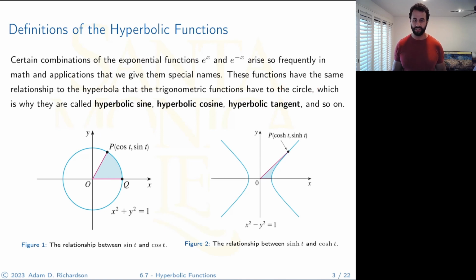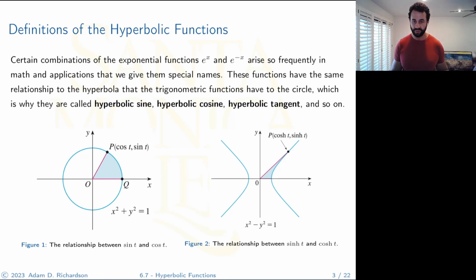If you remember from trigonometry, the way that you define sine and cosine is as the vertical and horizontal displacement of this point on the unit circle. So this length right here is sine, and this length right here is cosine on the unit circle. Well, the hyperbolic sine and the hyperbolic cosine, and by continuation the hyperbolic tangent, are defined using this point on the hyperbola. It's the horizontal and vertical displacement of this point, but this point is on the hyperbola x squared minus y squared equals 1.